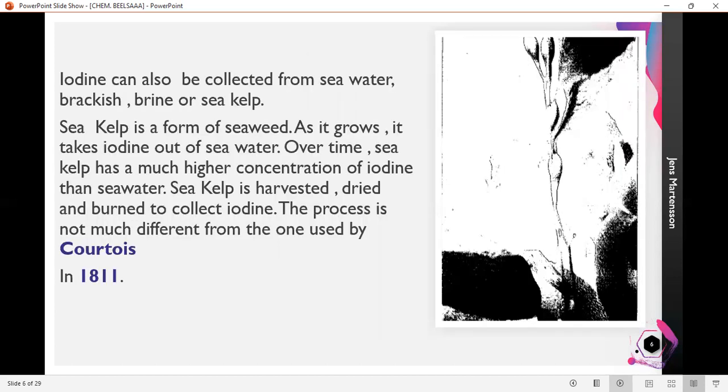Iodine can also be collected from seawater, brackish water, brine, or sea kelp. What is sea kelp? Sea kelp is a form of seaweed. As it grows, it takes iodine out of seawater. Over time, sea kelp has a much higher concentration of iodine than seawater. Sea kelp is harvested, dried, and burned to collect iodine. The process is not much different from the one used by Courtois in 1811.